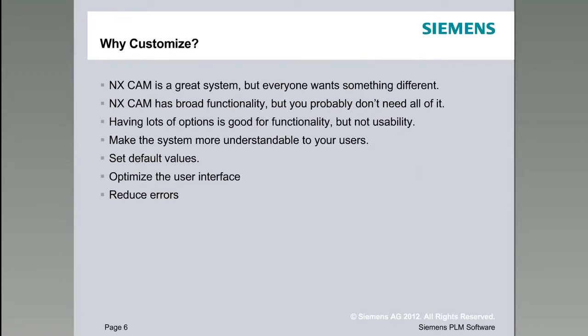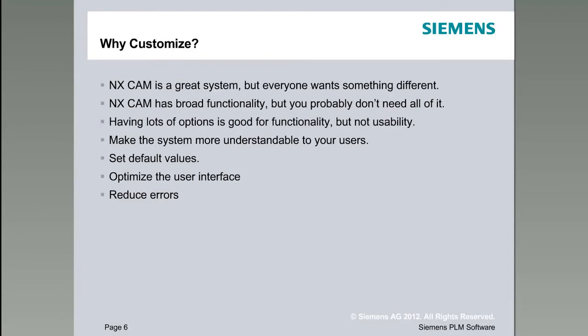We know we have a great system, but everybody is wanting something different. One of the basic things is that you probably don't need everything in NX CAM. If you don't do wire EDM, there's no reason for you to be looking at those things on your screen. So we can optimize by just removing things that aren't needed by you or your users. We tend to have a lot of options, a lot of ways to do things. So our functionality is outstanding. So that's really good if you want to do everything.